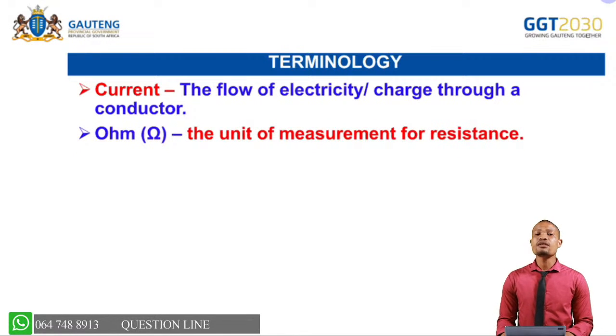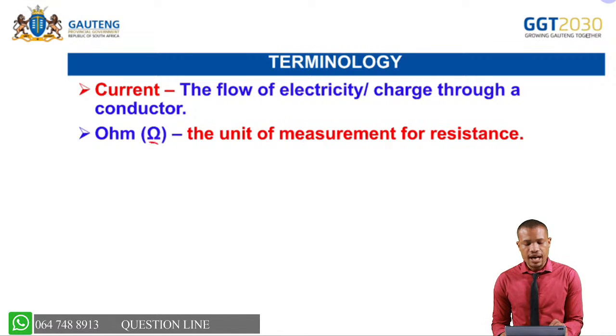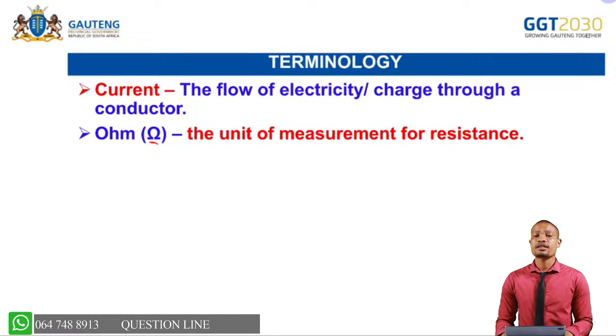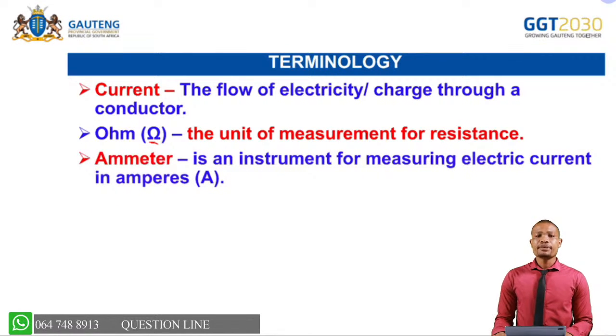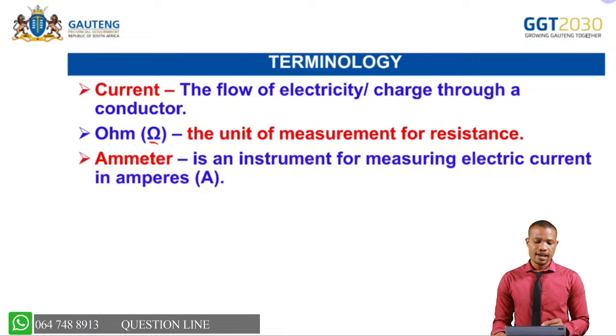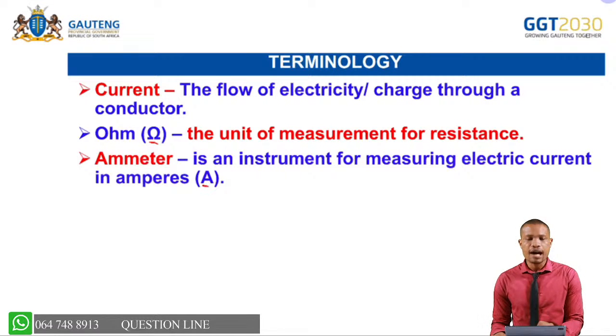The ohm is the unit of measurement for resistance, right? We use the Greek symbol omega to represent the ohm, which is the unit of measurement for what? For resistance. The next term is an ammeter. What is an ammeter? An ammeter is an instrument that we use to measure current. And the units are amperes, right? With capital letter A. So current is measured in amperes. Resistance is measured in what?